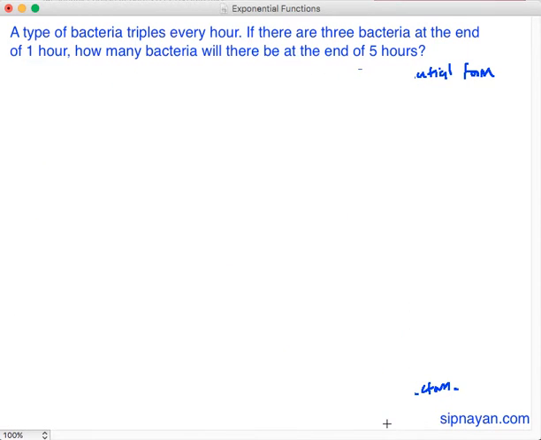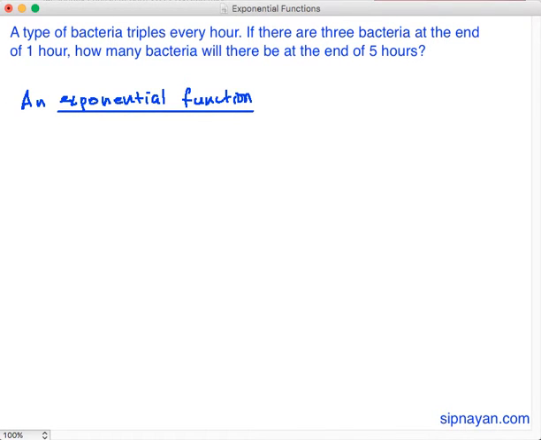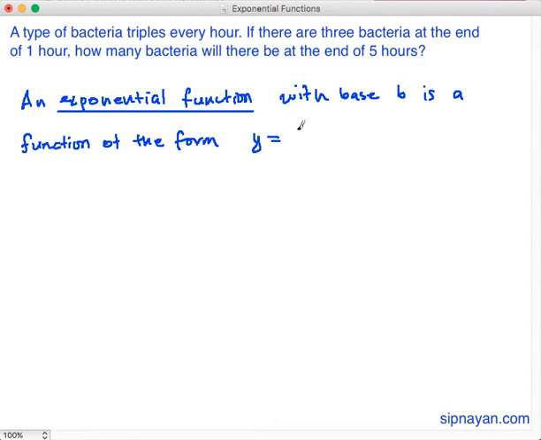Define natin yung exponential function, no? So, an exponential function with base b is a function of the form y equals b to the x, where b is greater than 0 and b not equal to 1.